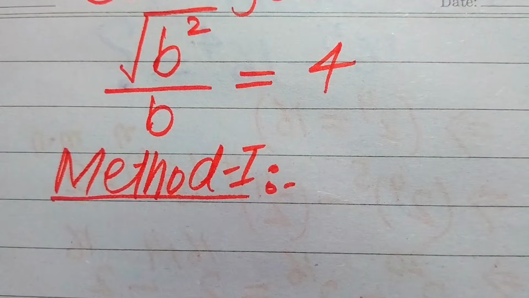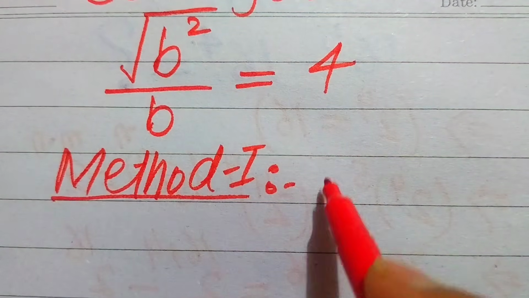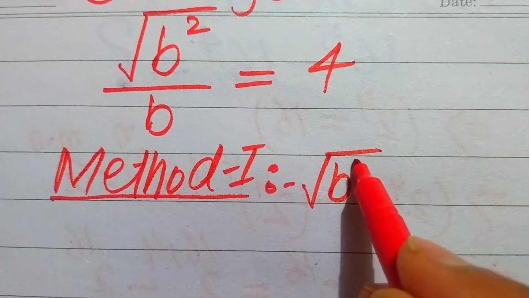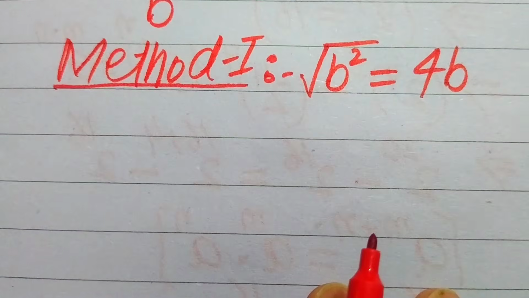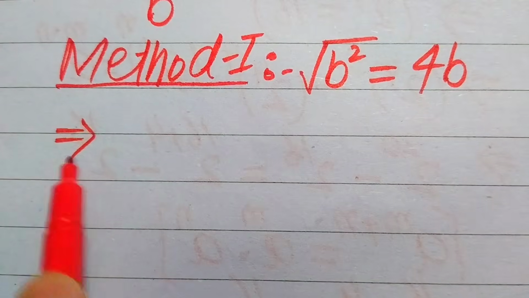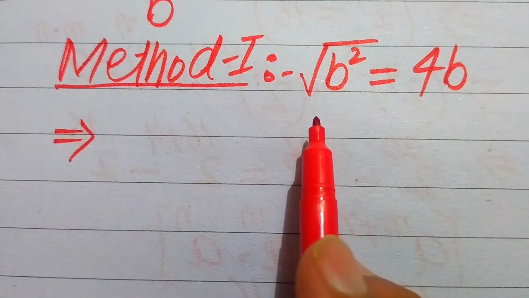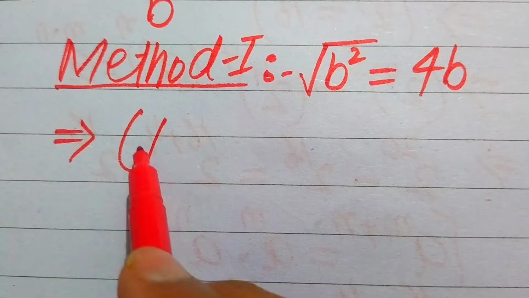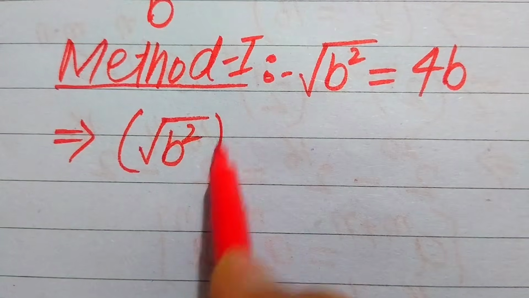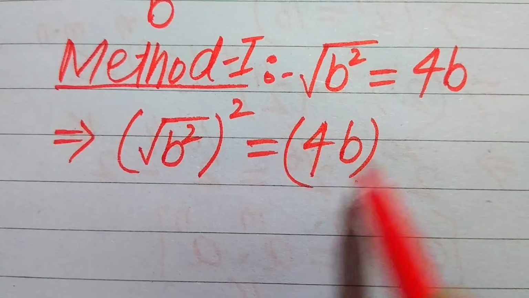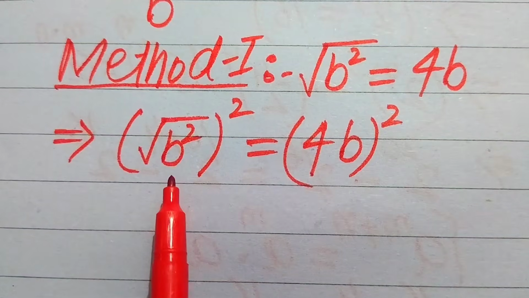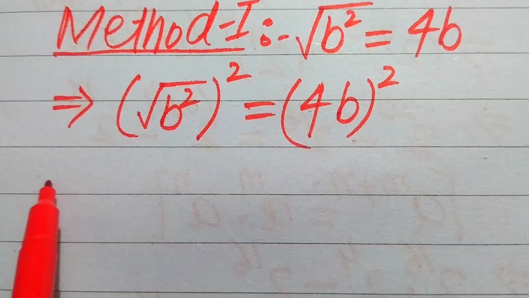So in the first method, we move the term b from the left-hand side to the right-hand side, and we get square root of b squared is equal to 4 times b. Now we need to remove this square root sign from the left-hand side, and for this we apply squaring on both sides. When we apply squaring, this is written in this form: square root of b squared, whole squared.